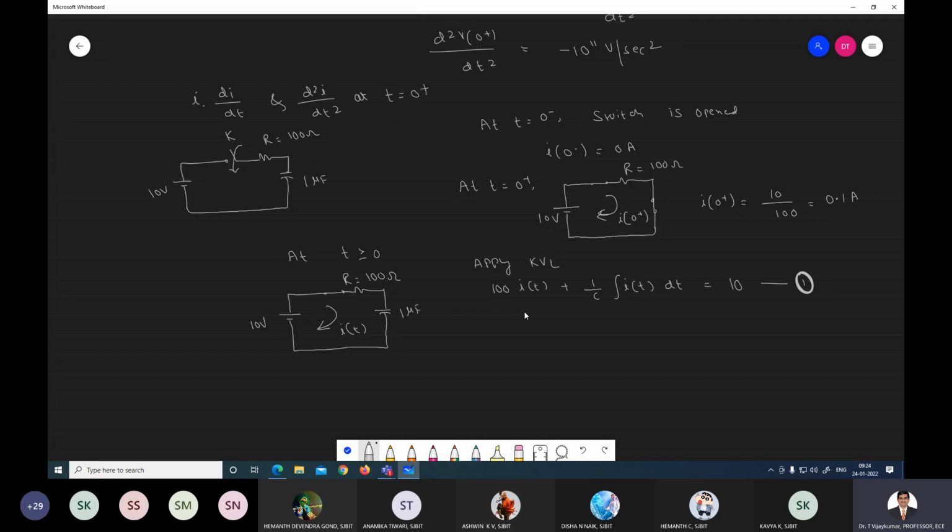So this is 100 into i of t plus the voltage across the capacitor, is equal to 10. At t = 0 plus, this becomes 100 into i of 0 plus plus Vc of 0 plus is equal to 10. This is 100 into 0.1 plus the voltage across the capacitor. Immediately after closing the switch, the capacitor acts as a short circuit, so the voltage across the capacitor is 0, that is equal to 10.